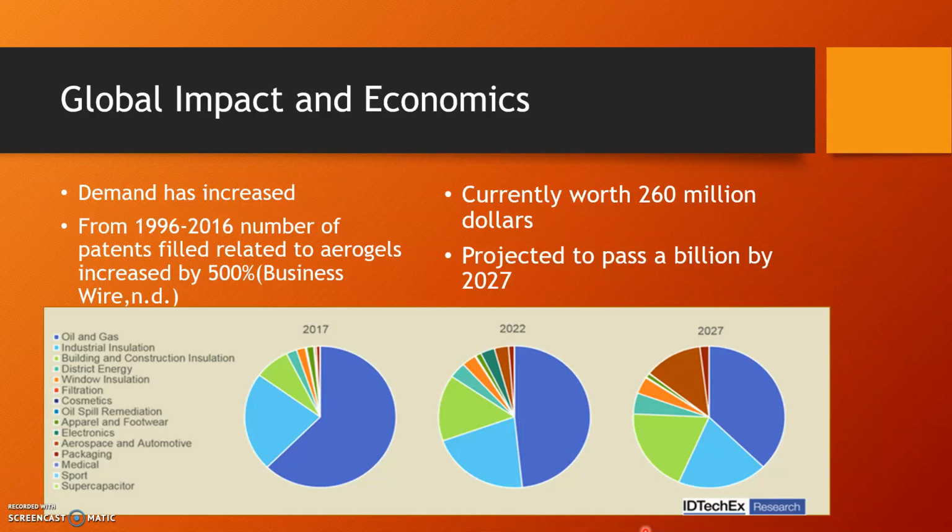The global and economic impacts of aerogels are that the demand has increased. From 1996 to 2016, the number of patents filed related to aerogels has increased by 500%. It is currently worth $260 million and is projected to pass $1 billion by 2027. The pie charts below are of the industries that thermoset aerogels are involved with, and the most notable thing is that the aerospace and automotive industry is expected to grow a lot by 2027.